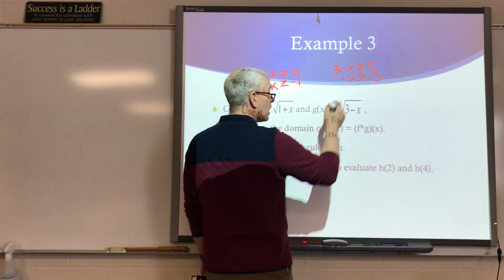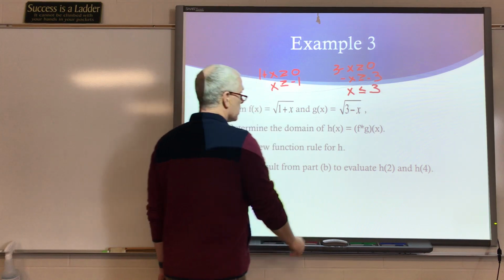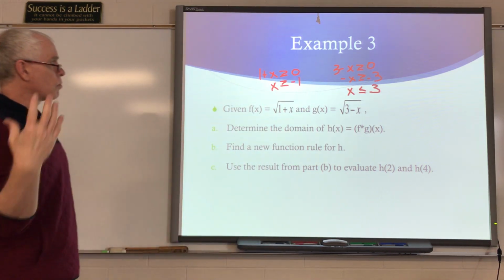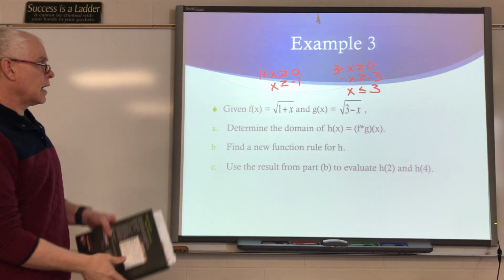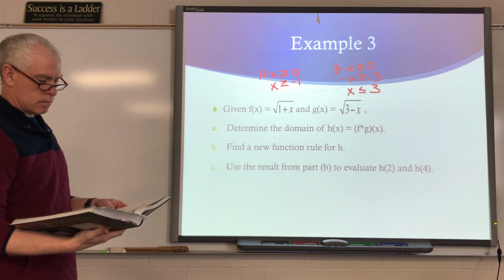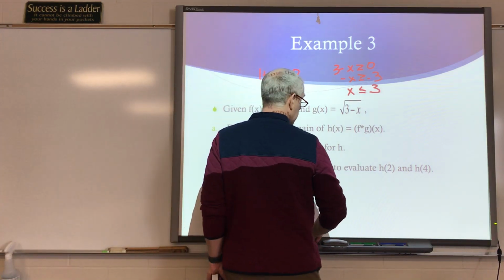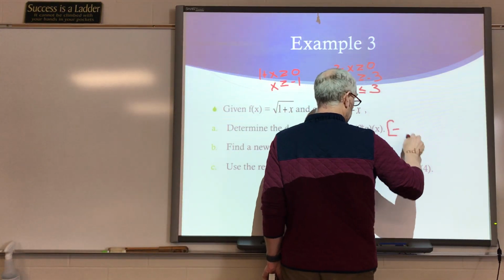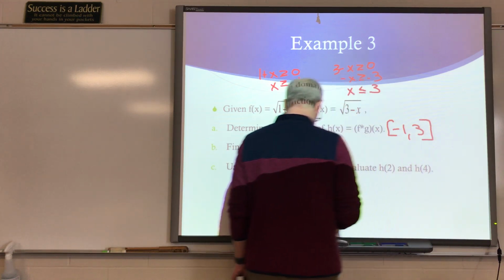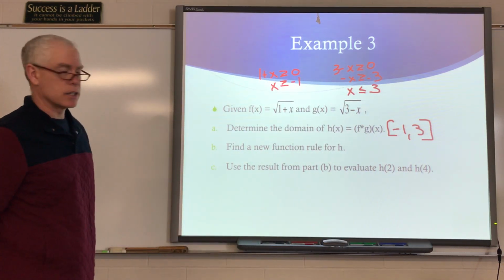Subtract a 3, divide by -1, and recall that the direction of the inequality is going to change. Well, if I need x to be greater than or equal to -1 and less than or equal to 3 at the same time, then my domain is going to be everything in between -1 and 3. That's going to be the part that's the intersection for both.